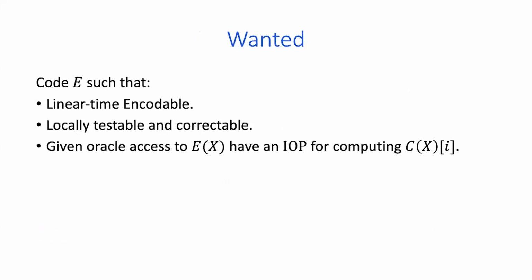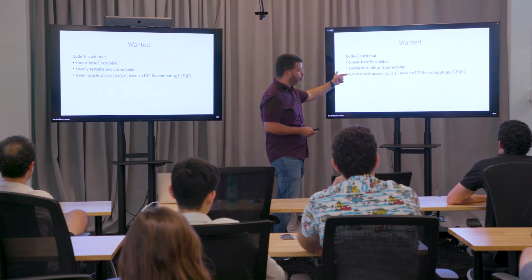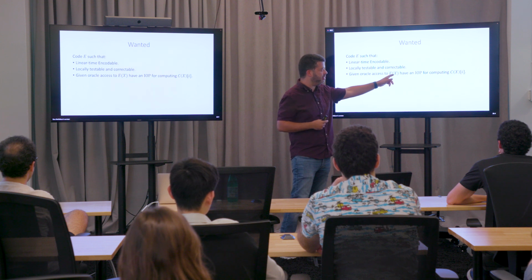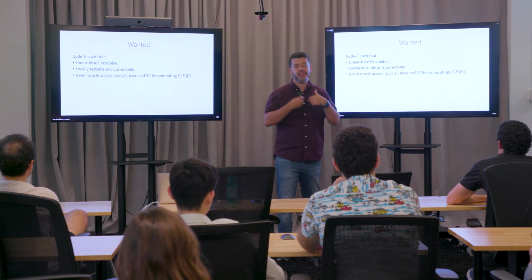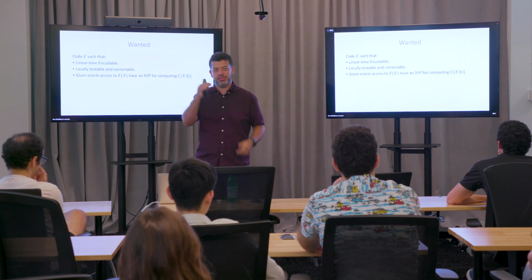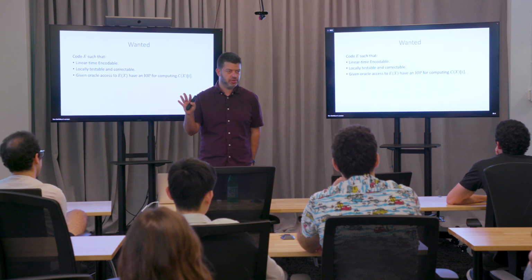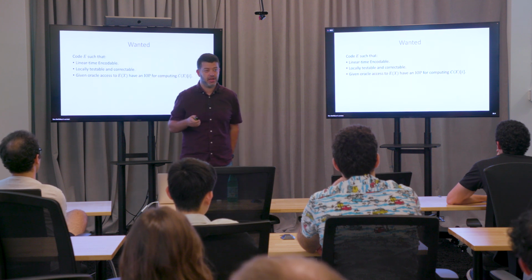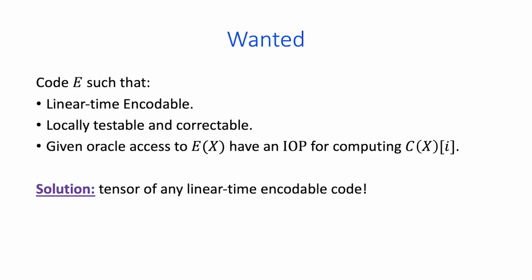So what we want is a code E, so that on one hand, it's the fastest code, so linear time encodable, good constants, and so on. I want it to still be locally testable and correctable, so that I still have the properties. When the thing is sent, I can check it. And I want that, given Oracle access to E of X, or E of W in the previous slide, there's an additional IOP that lets you check values like, is C of X in position I equal to some value? So far, so good? So I need to design the code E like this. And the solution is going to be any tensor of a linear time encodable code is going to work. And I'll show you this.